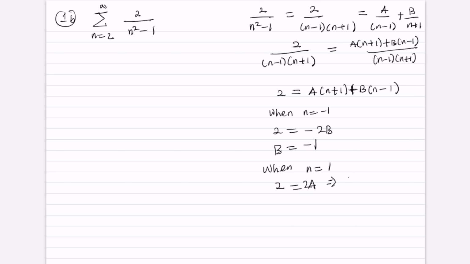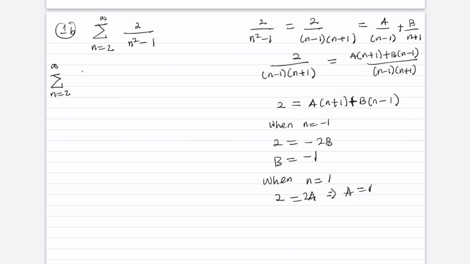That means that a is what? 1. So that means this summation here can be written as 1 divided by n minus 1, then minus 1 divided by n plus 1. So you have a_n to be 1 over n minus 1 minus 1 over n plus 1. So our job is to find the partial sum, right?